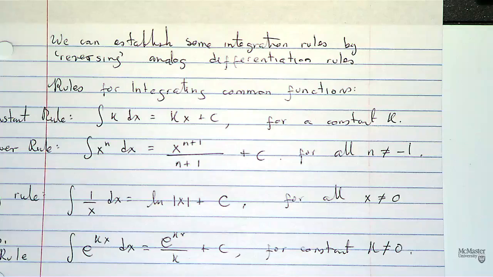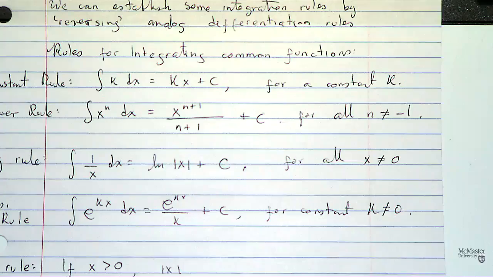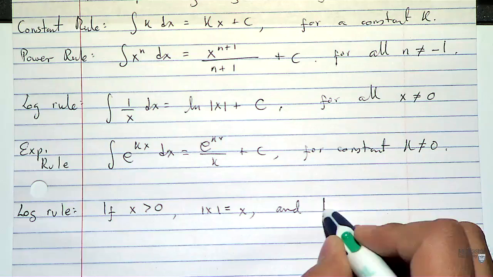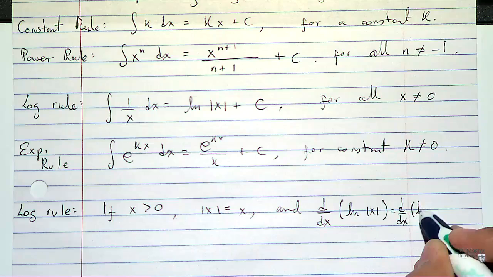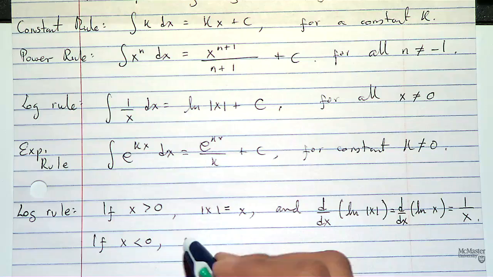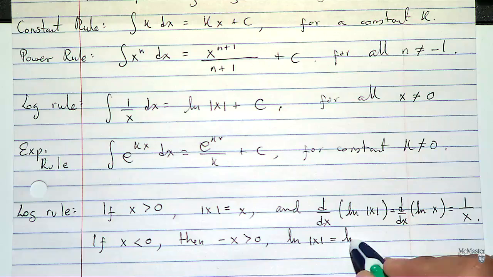So there is only one case which actually requires to be detailed in the analysis, which is the log rule. And in that case, if x is greater than 0, what you know is that the absolute value of x is equal to x. And in that case, if you take the derivative with respect to x of natural log of absolute value of x, it's actually the derivative of natural log of x, which is 1 over x by the rules that we already know. On the other hand, if we have x negative, in that case, minus x is positive. And so natural log of the absolute value is the natural log of minus x.